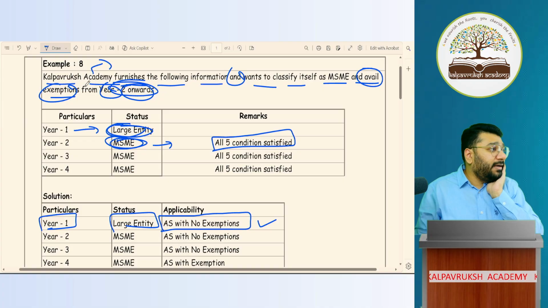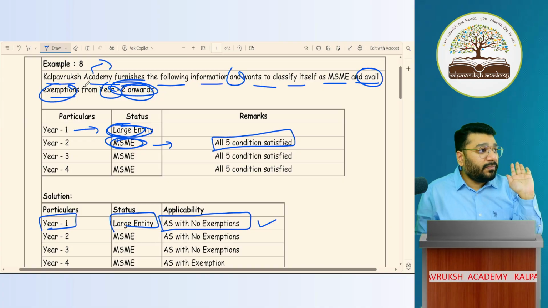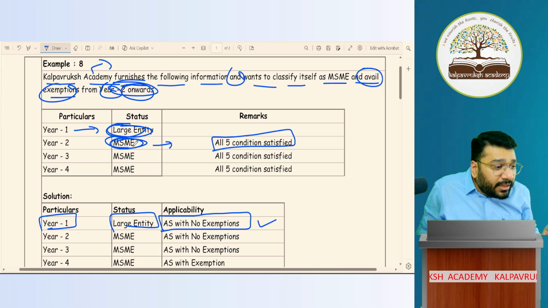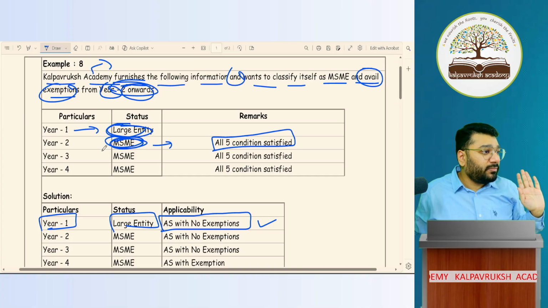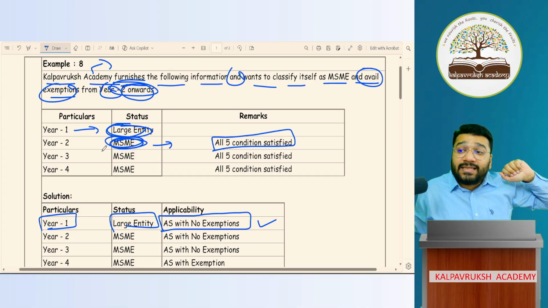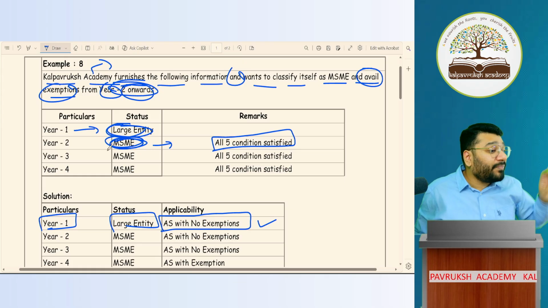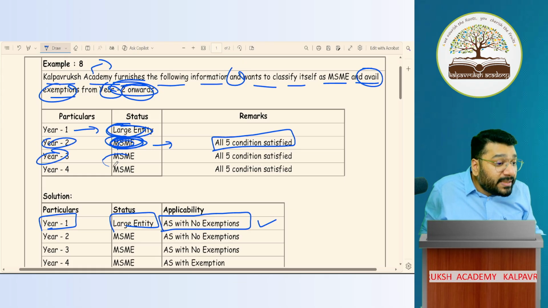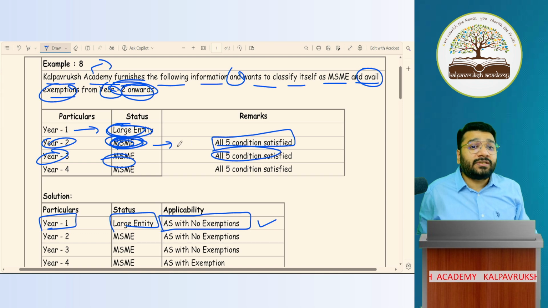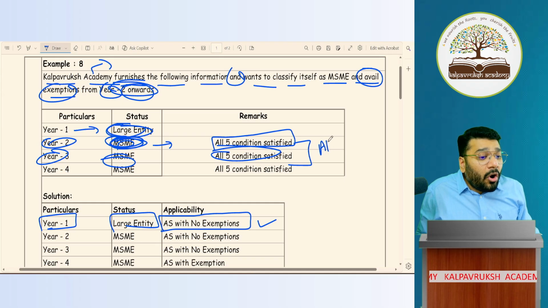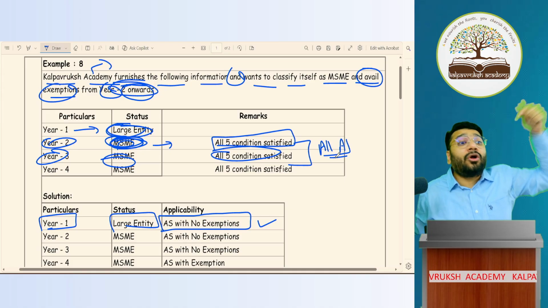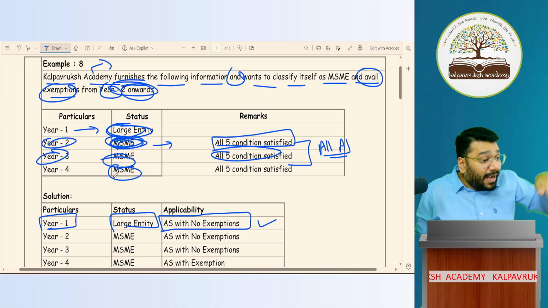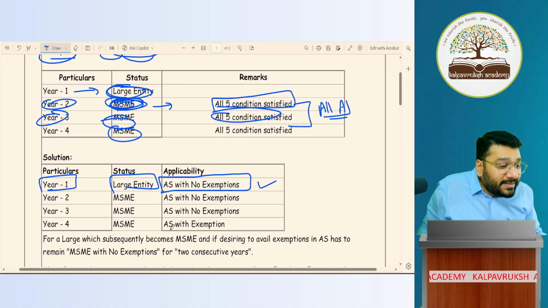Now, ICA says that, sorry, not possible. If you are MSME in year 2, you cannot avail exemption. You might be an MSME, but you can't avail exemption. For how many years they can't avail exemption? 2 consecutive years. So year 2 and year 3, you have to be MSME, satisfying all the 5 conditions, but all AS has to be complied with. Only in the third consecutive year, if you are MSME, from that year onwards you'll get exemptions.